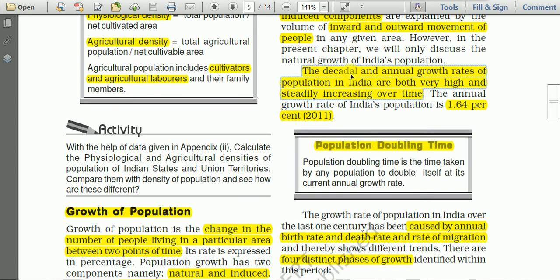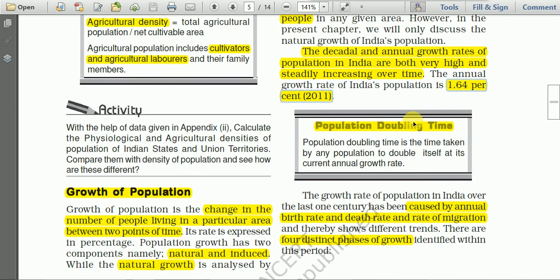The decadal and the annual growth rates of population in India are both very high and steadily increasing over time. So this is about trends of population growth in India. Decade equals 10 years. The annual growth rate of India's population is 1.64% according to the 2011 census. So this is the present trend.